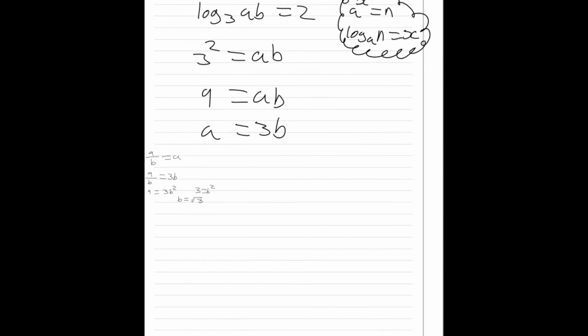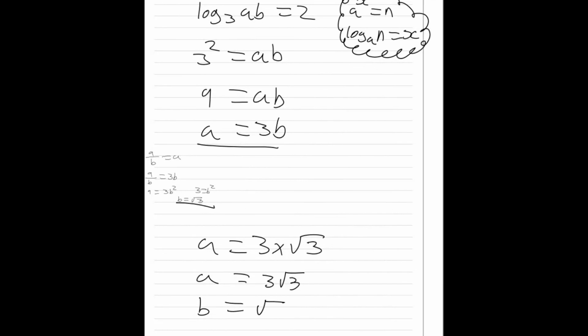Now what we need to do is find a, and finding a is relatively simple, because as you can see here we've got it all set up for us. So we know now that b is equal to root 3, as said there. So what we're going to do is sub that in here. So a is equal to 3 times root 3, or we can write that as 3 root 3.